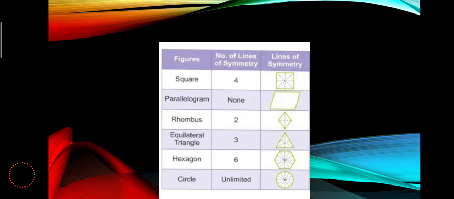Equilateral triangle, hexagon, circle. A circle has many lines of symmetry. You cannot count them. From every point of the circle, you will be able to draw one axis of symmetry. Even if a pin-sized dot is on the ring of the circle, from that point also you will be able to draw the axis of symmetry passing through the center of the circle. That will cut the circle into 2 equal mirror halves.